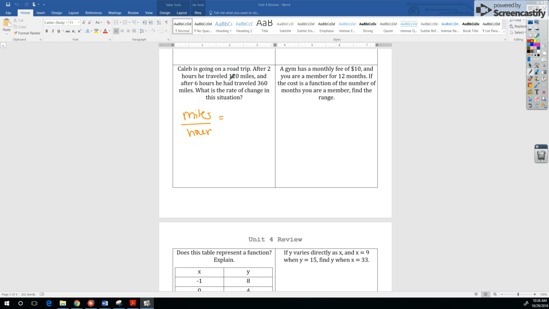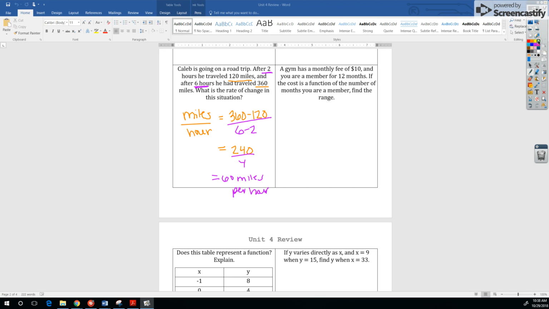Well, he started at 120. He ended at 360. What's the change there? 360 minus 120 is 240. Now my hours, how did that change? From 2 to 6. That would be 4. And 240 divided by 4 is 60. So 60 miles per hour. You better slow down. You better watch the speed limit there.